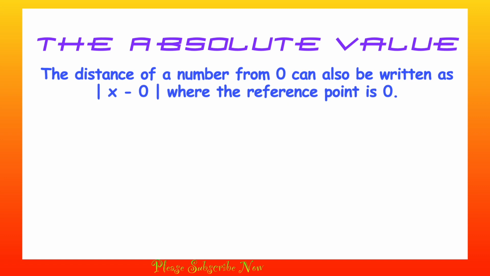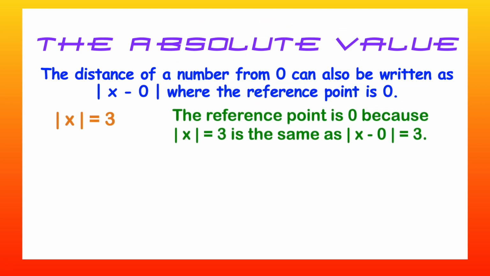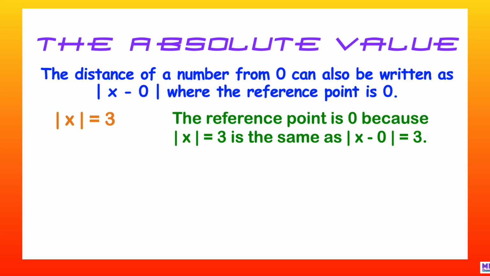The distance of a number from 0 can also be written as the absolute value of x minus 0, where the reference point is 0. In the absolute value of x equals 3, the reference point is 0, because the absolute value of x equals 3 is the same as the absolute value of x minus 0 equals 3.